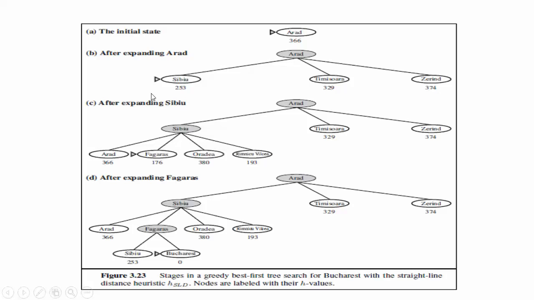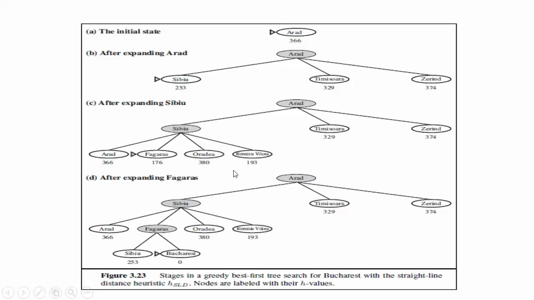How will greedy best first search expand the node now? After expanding from the root, the node having the minimum estimated cost has to be expanded. Among these three nodes, which one has the minimum h of n value? Sibiu has the minimum h of n value. From Sibiu you have to expand the nodes.